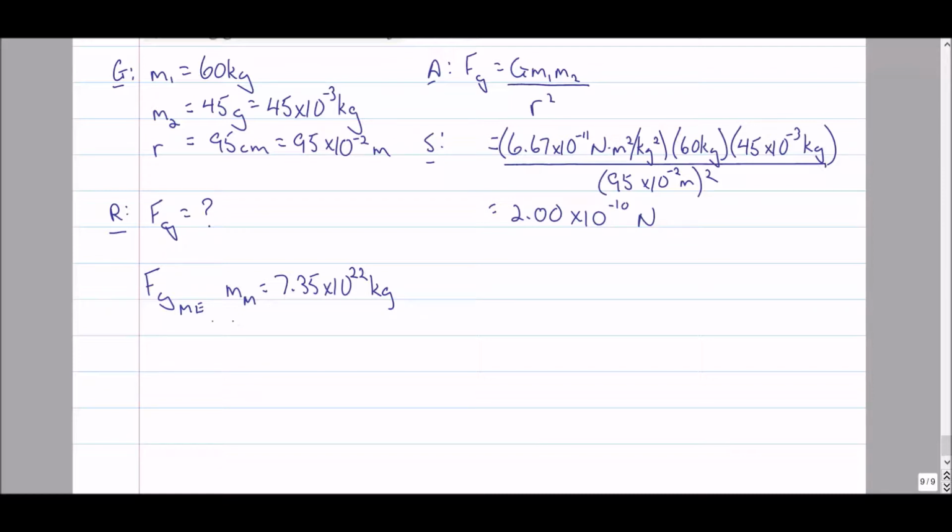The separation distance between the moon and the Earth is 384,000 kilometers, or 3.84 times 10 to the power of 8 meters. Of course, the mass of the Earth is 5.98 times 10 to the power of 24 kilograms, and we have G. So now we can start to plug in the numbers.